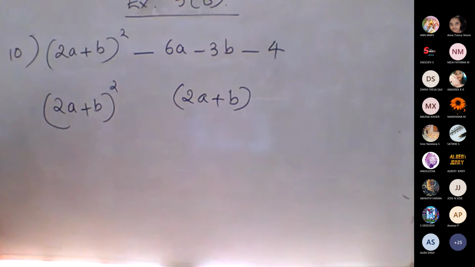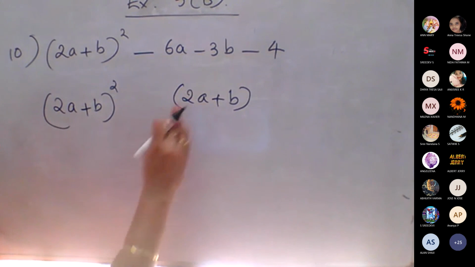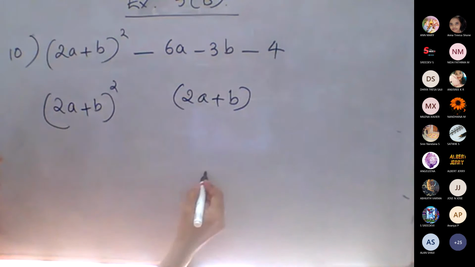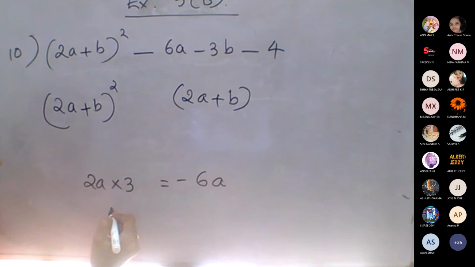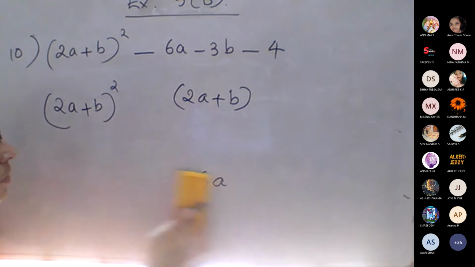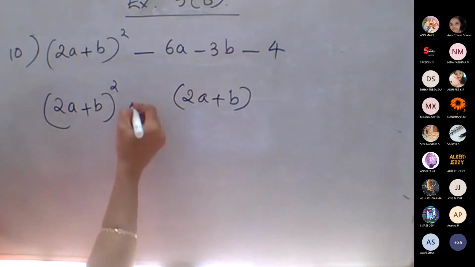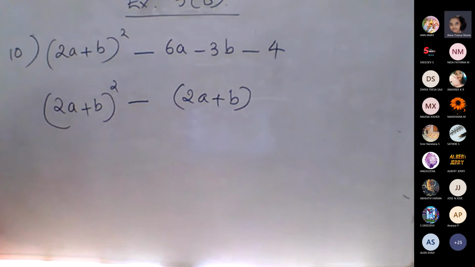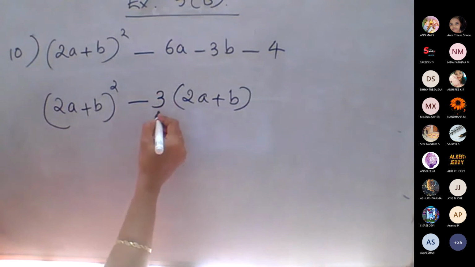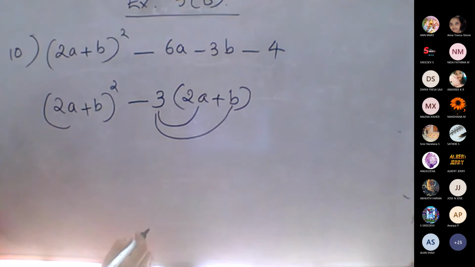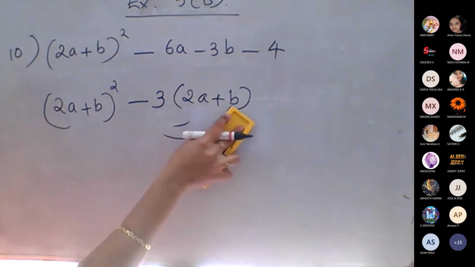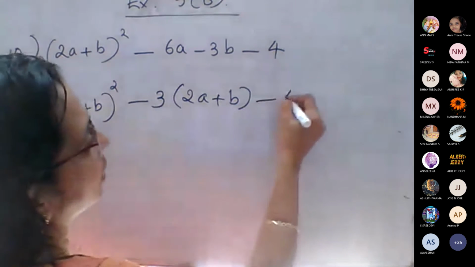Feeling difficult? No, ma'am. So with 2a, we need a negative 6a. We have only got 2a. So with which number do we have to multiply? 2 into 3 is 6. Negative also we need, so negative 3. Then only we will get negative 3 into 2a, which is negative 6a. Negative 3 into positive b is negative 3b. Okay. Minus 4. Write down.